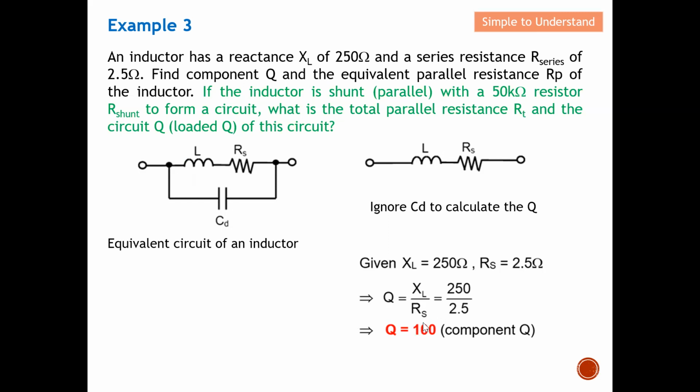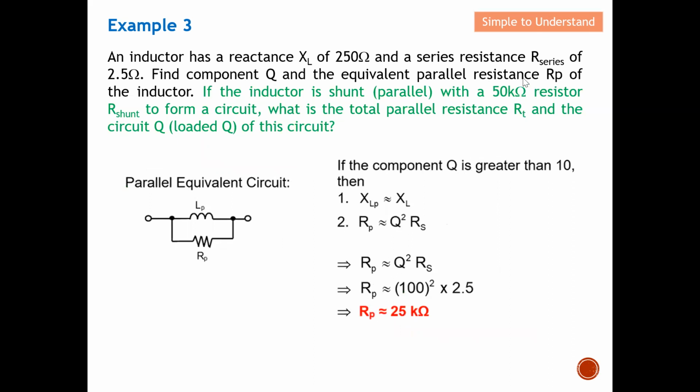So this is how I obtain the component Q of an inductor. By having the reactance, I can measure this in a spectrum analyzer. If not, you can also use an impedance analyzer to measure this reactance and also the resistance value, which will typically be given in the data sheet.